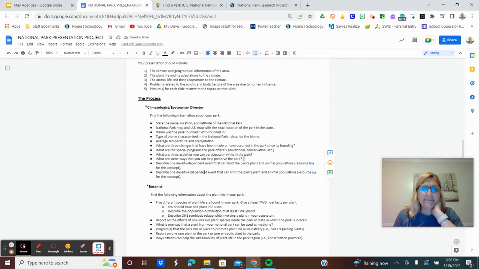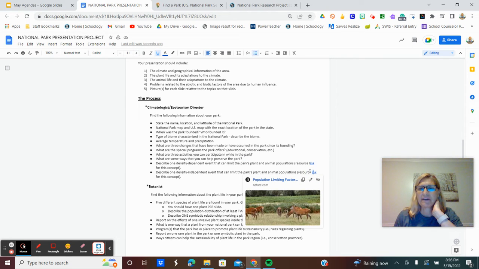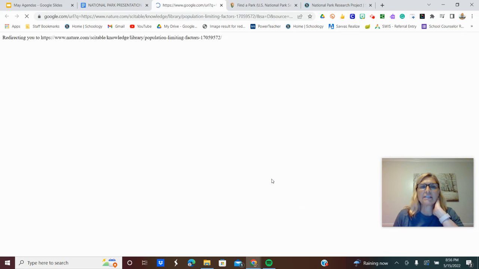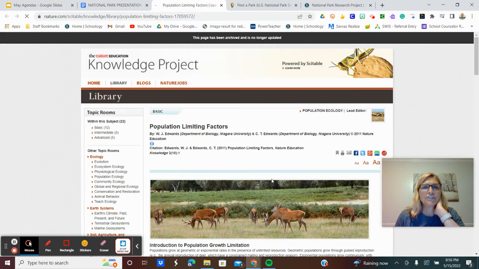Describe one density independent event that can limit the park's plants and animals population. That's this one right here. So population limiting factor. So you're going to look at this to kind of find out that. Now that's a little bit more complicated. So let's take a look at it together. The population limiting factor.